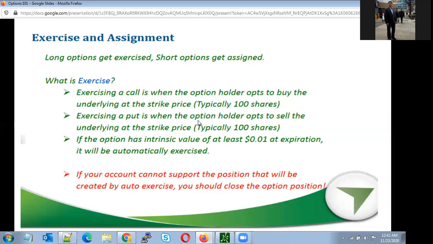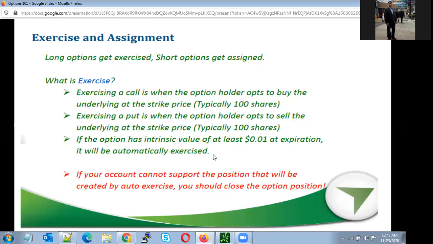Exercising a put is when your option holder opts to sell the underlying at the strike price, typically a 100 strike. So now I sold the contract, and whoever is buying that put contract, because the stock is going down, the stock is now $85, and he is giving me that stock at 100. If I am a seller, I am a writer, I have to buy that stock at $100. I have to pay 100, not the $85. So the put writer, right? If the option has intrinsic value of at least 0.01 at the expiration, it will be automatically exercised.